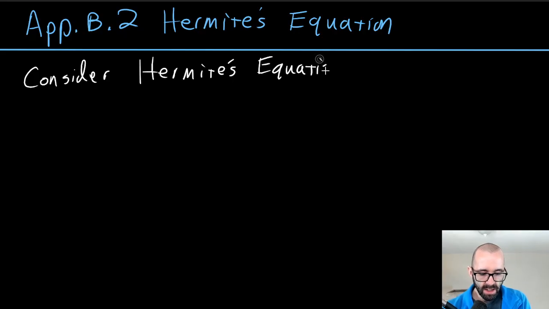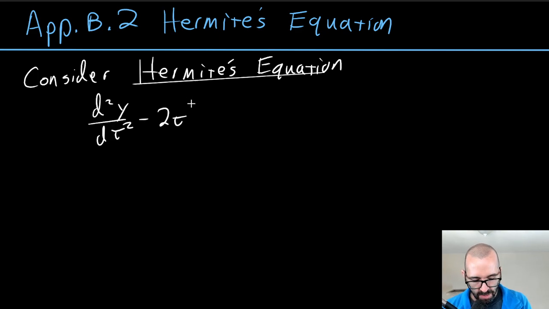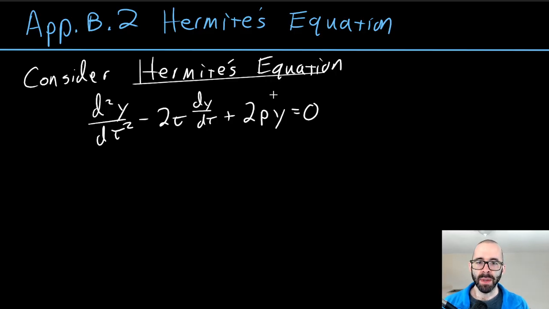And this equation arises very often in physics. Maybe ask your physics professor about this. That would be interesting. Minus 2t dy/dt plus 2py equals 0. P is a parameter. We might be interested in whether we have any qualitative differences in the solution as that parameter varies. Maybe there might be a bifurcation. Who knows? But P is just some parameter.